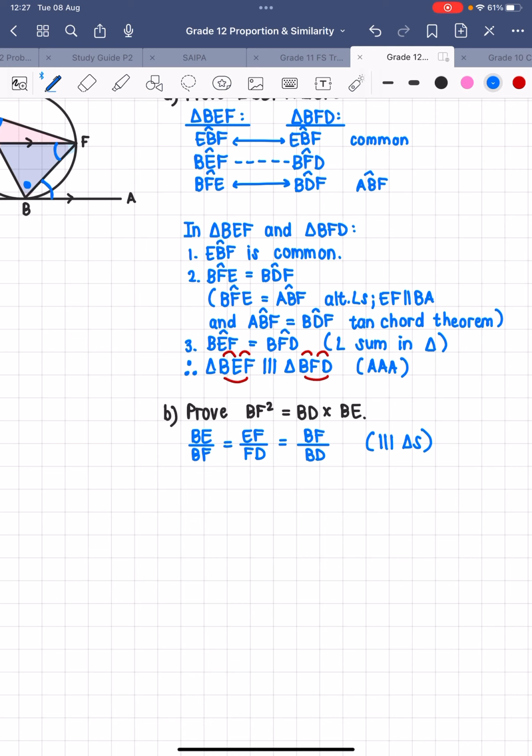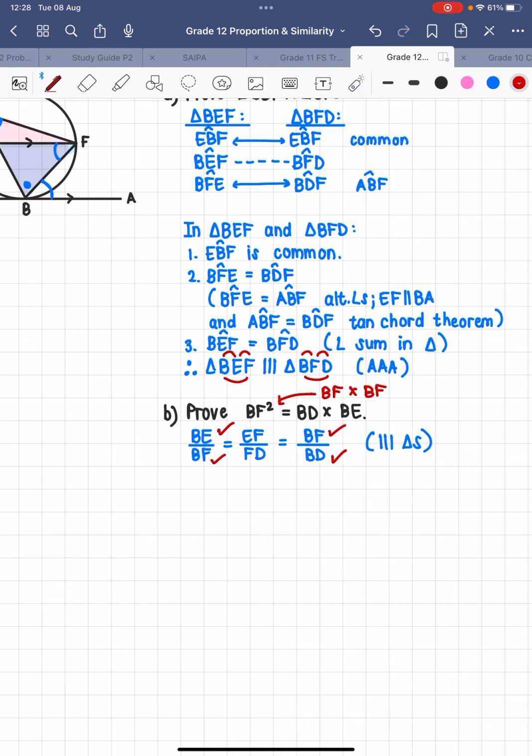Now we need to identify the fractions that we need to use, so I'm going to tick them off. Guys, BF squared is the same as BF times BF. So basically I need 2 BFs, which we do have. We have a BF in the first fraction and then also in the third one. And then we need a BD, which is in my third fraction, and a BE, which is in my first fraction. So I can ignore that middle fraction.